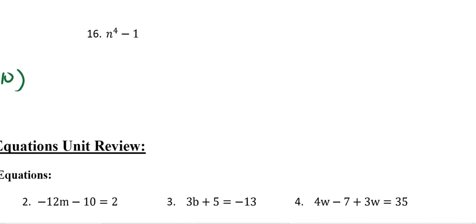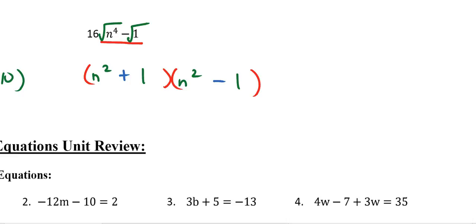Alright, so remember, we need to have perfect squares in order to do the difference of squares factoring. I have two squares here, two terms, so I need two sets of brackets. I need a plus and a minus, and then I just take the square root of each term. This will be n squared, this will be 1, and that will be n squared, and that will be 1.